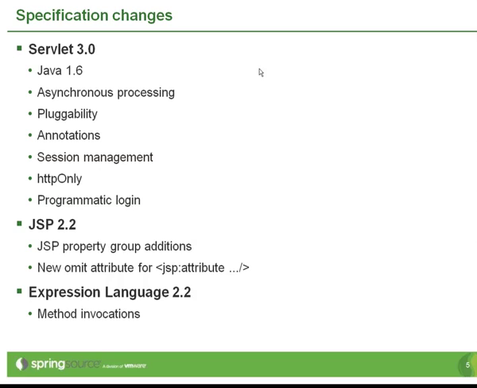The changes in JSP 2.2 then, not really very much here. There's a few more attributes that you can configure in JSP property groups. Those are the groups that you can define in web.xml that give a particular set of properties to a particular set of JSPs. And there's a new omit attribute for the JSP attribute tag, which lets you use things like expression language to determine whether or not the tag is omitted or not.